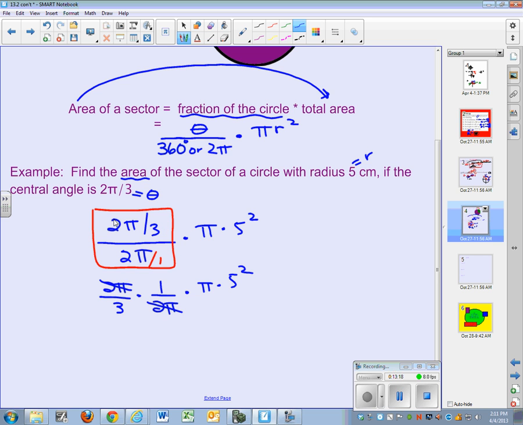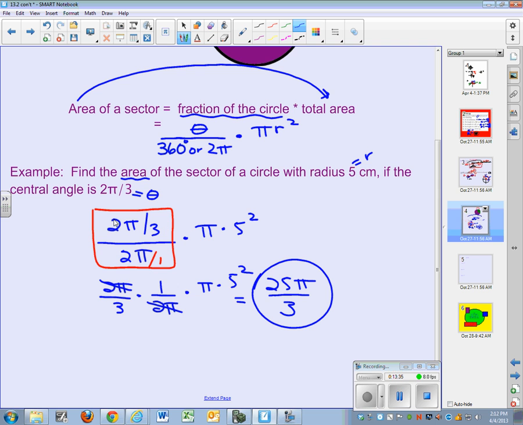Your book is going to give you decimal answers. Leave it in exact form. It's better in exact form. So simplify what you can. Across the top, I have 25 pi. Across the bottom, I just have 3. 25 pi over 3 doesn't simplify, so that's going to be my answer.